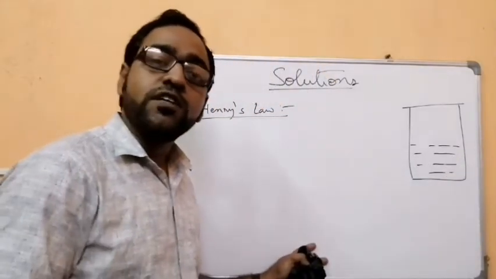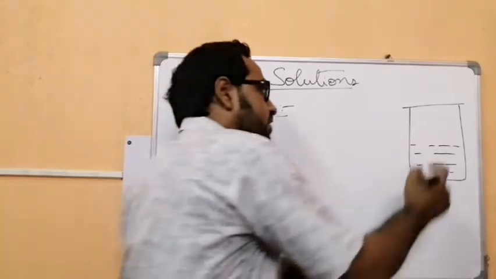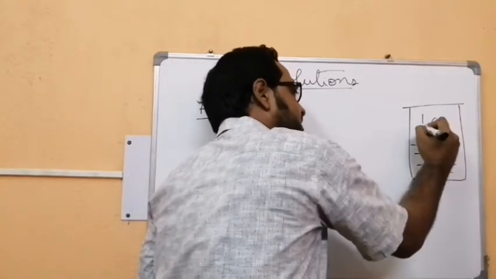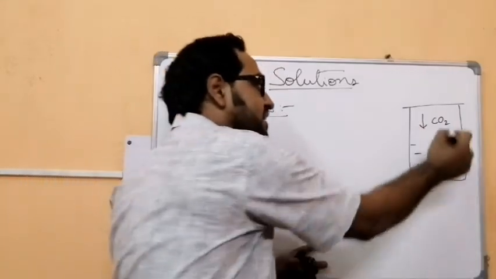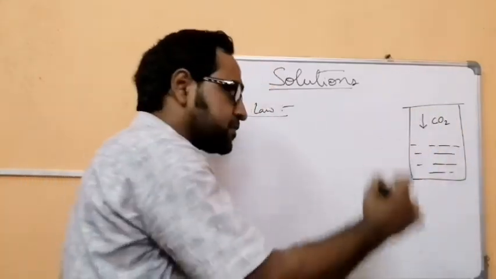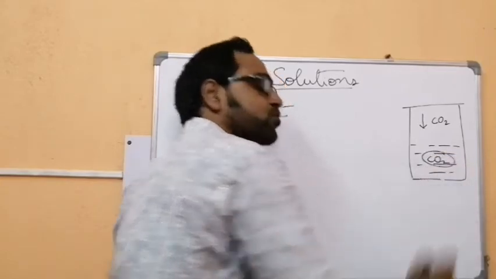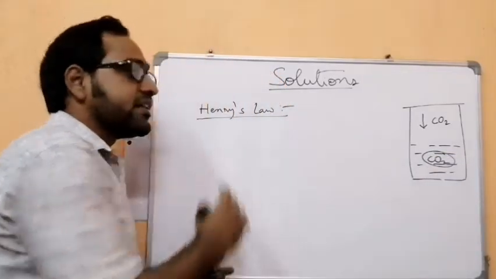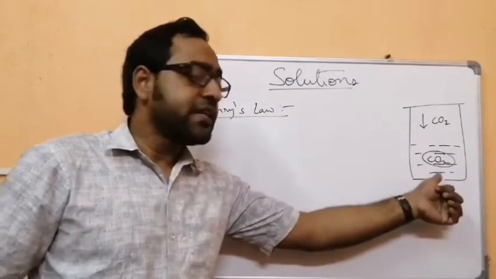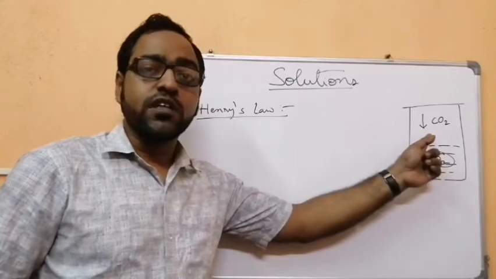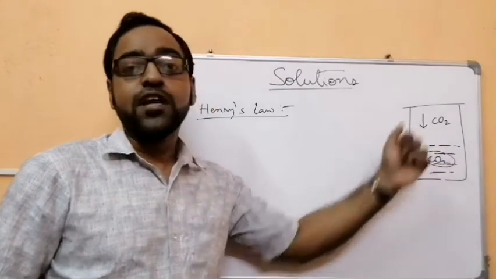Say you are filling a cold drinks bottle and there is CO2 gas pressure. If you increase the amount of CO2 gas pressure, the concentration of CO2 in the liquid will also increase. So the amount of gas that can be dissolved in a given amount of liquid is directly proportional to the pressure of the gas above the liquid.